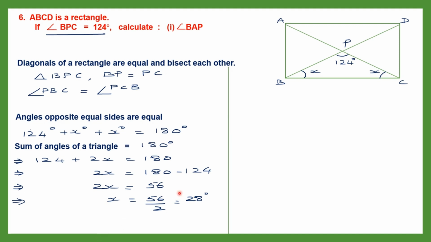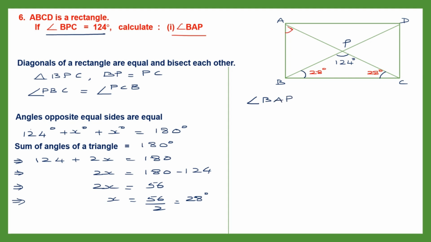So that means we have found the value of this angle and this angle. So let's replace it with 28 degrees in the figure itself to make it easier for us to understand. So 28 degrees here and 28 degrees. So now we have to find angle BAP. Now that we know these angles, we can find angle BAP. So angle BAP, that means we are looking at this here.